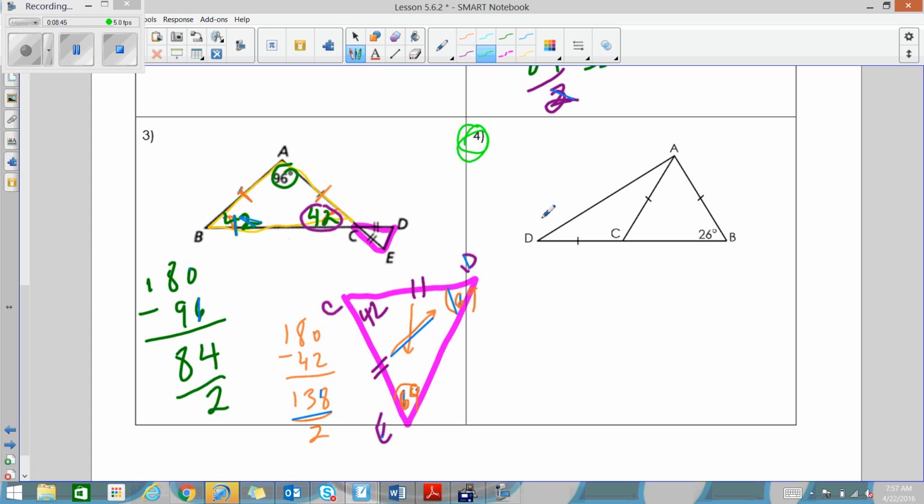So again, we have two triangles. We have this triangle in lime green, and we have this triangle that's in yellow.